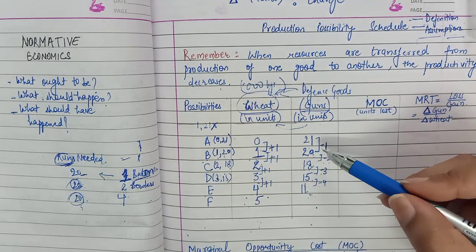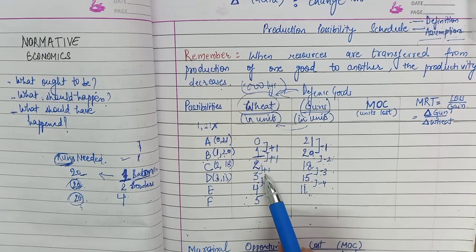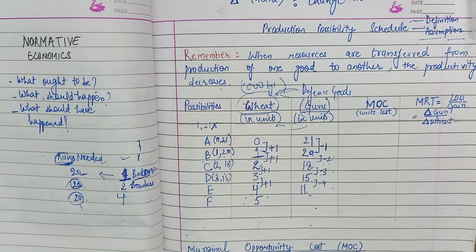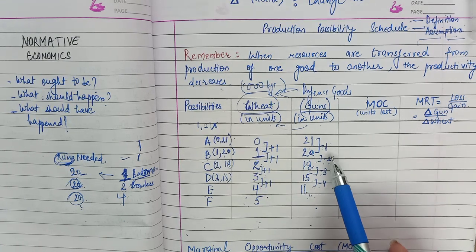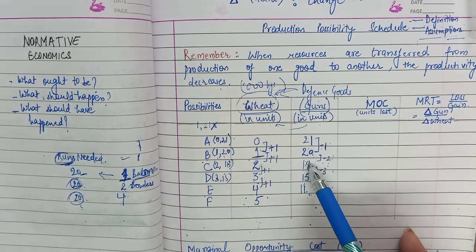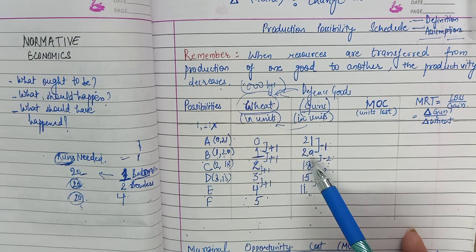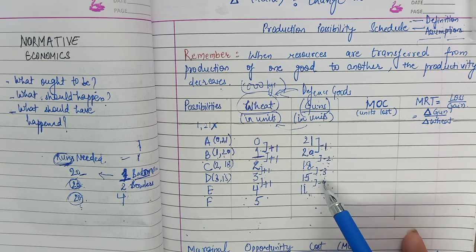More and more units are sacrificed every time to produce one additional unit of the other good. This is very important. I told you more of one good means less of other good. But here, more of one good is actually less and less of the other good. Every time you are decreasing this, but then the loss is also more than before. Earlier the loss was 1, next time the loss was 2, then it was 3, then it was 4.